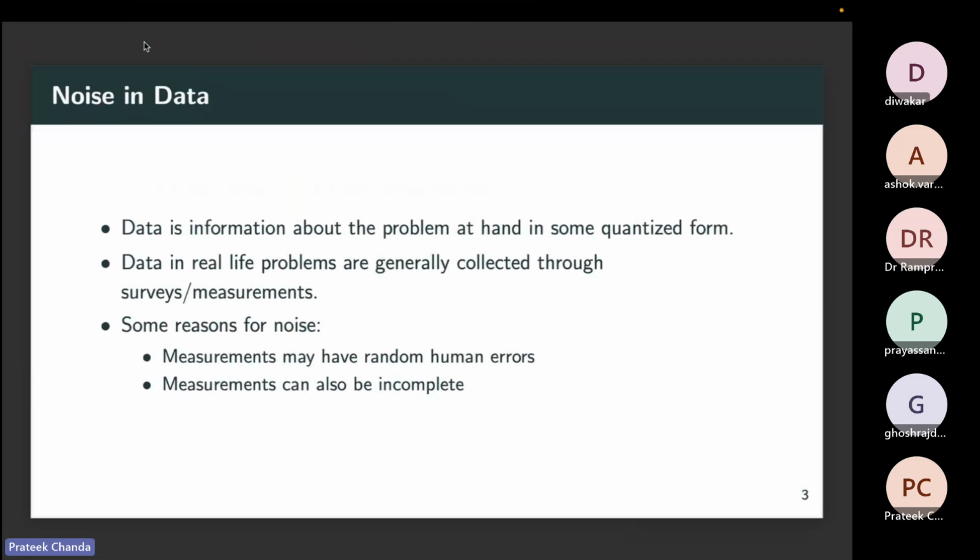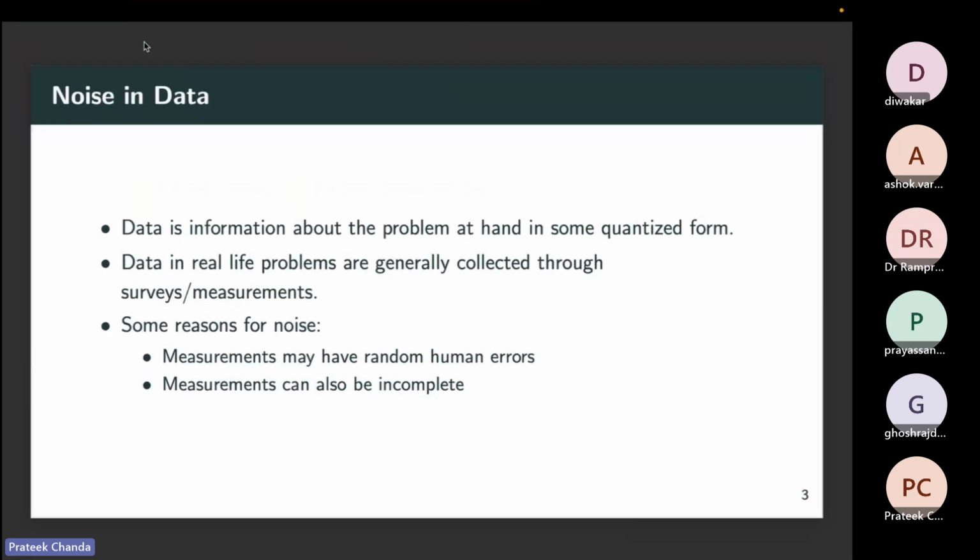Data might have a lot of noise. Noise in the sense that data can come from a particular probability distribution, and with that probability distribution you can add some more noise to it, and it's very hard to know what the true distribution of the data is because of that noise.